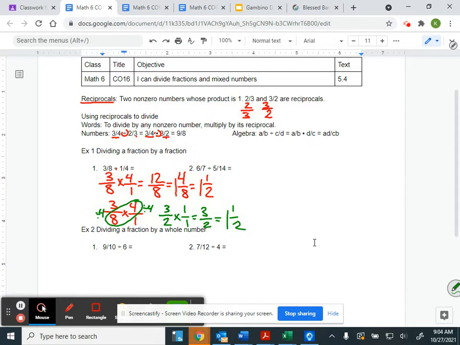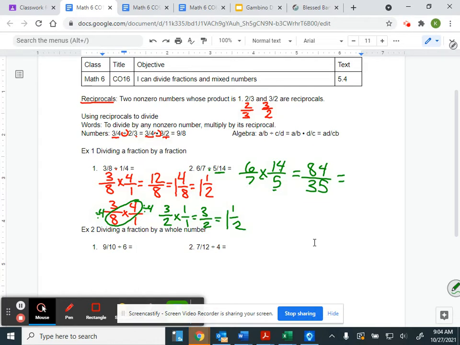So if we look at 6/7 divided by 5/14, when we flip dividing to multiplying, we flip our second fraction to its reciprocal. Just the second fraction. So 6/7 times 14/5. You can multiply going across. We can't cross simplify for this one. 6 times 14 is 84. 7 times 5 is 35.